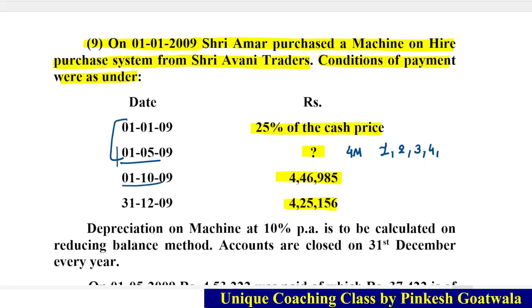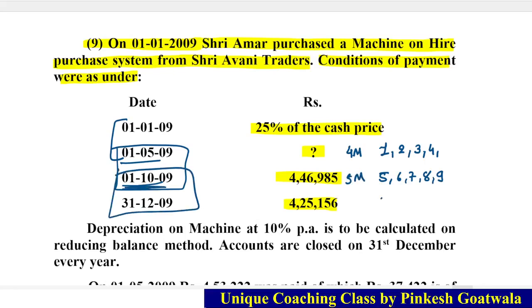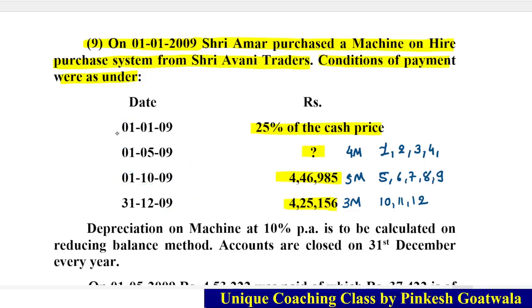Then 1/10, what is the difference between this? May will come, 5th, 6th, 7th, 8th and 9th also come because it is 1/10, so up to 9 will come, so it is 5 months. And last, 1/10 to 31st December, so 10, 11 and 12, so there are 3 months. So this way he completes the installments. 4 months, 3 months, that is, there is no particular date; approximately installments are paid at 3 months, 4 months and 5 months.